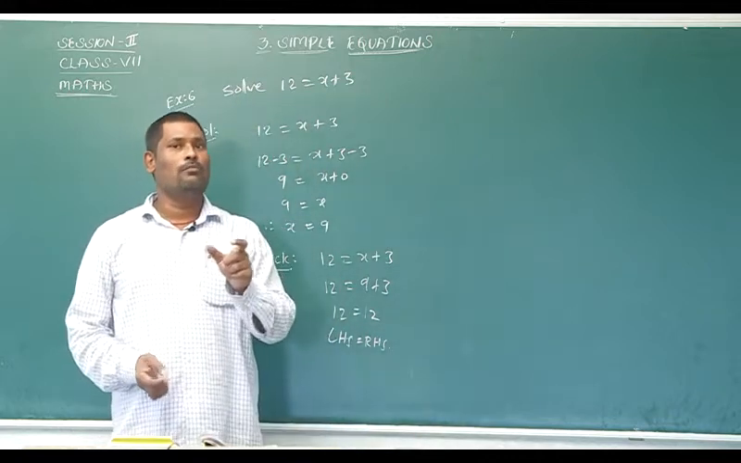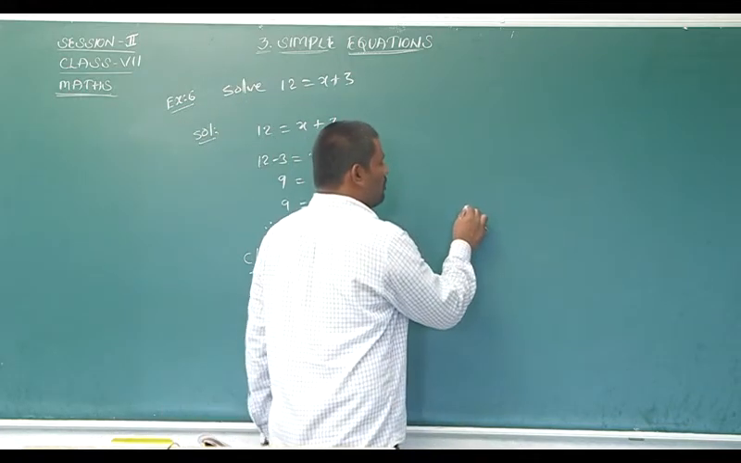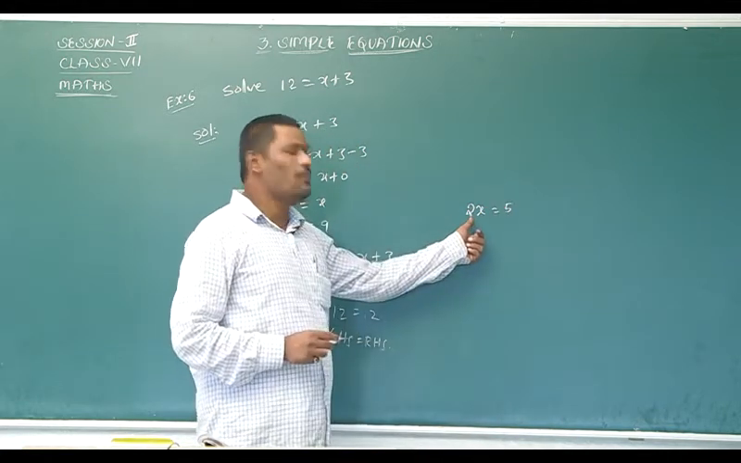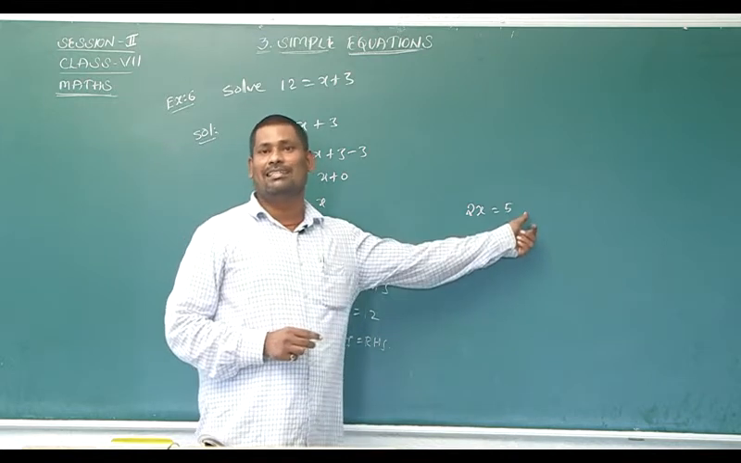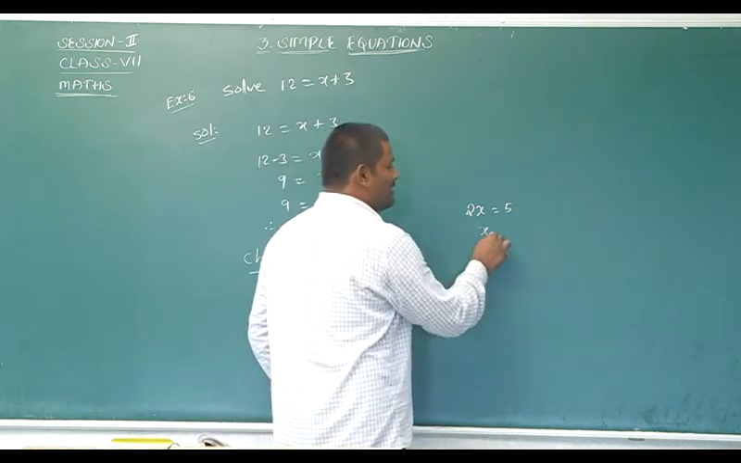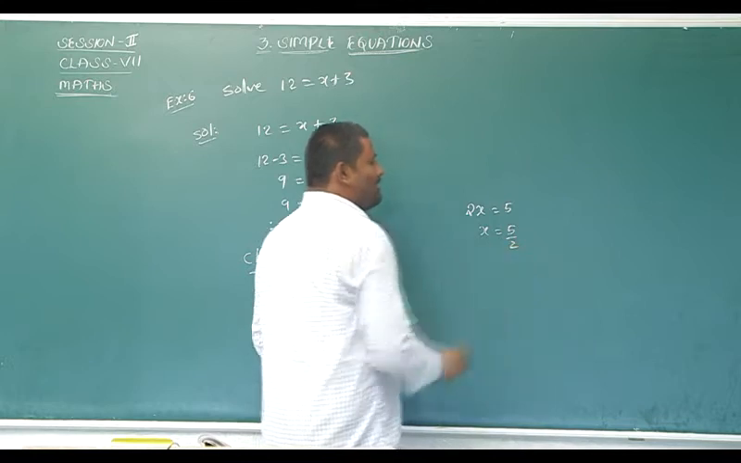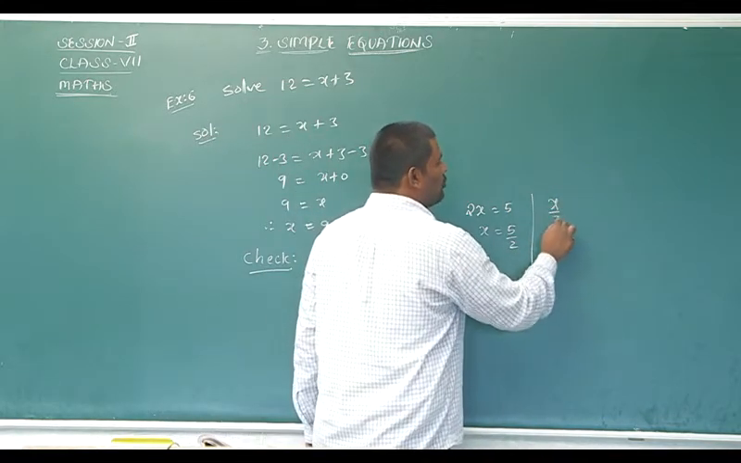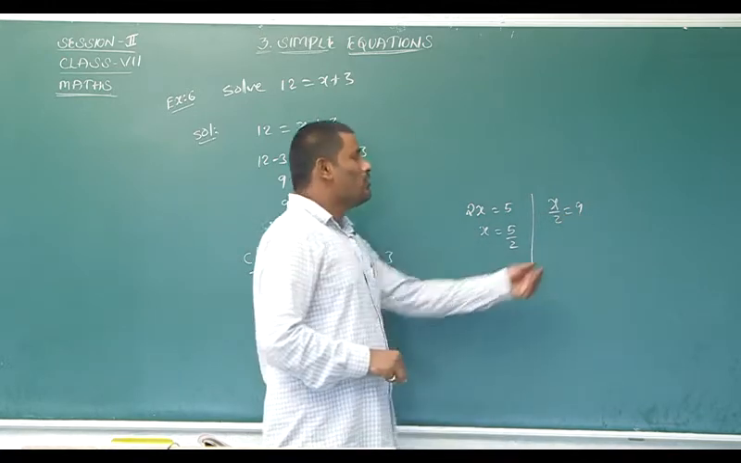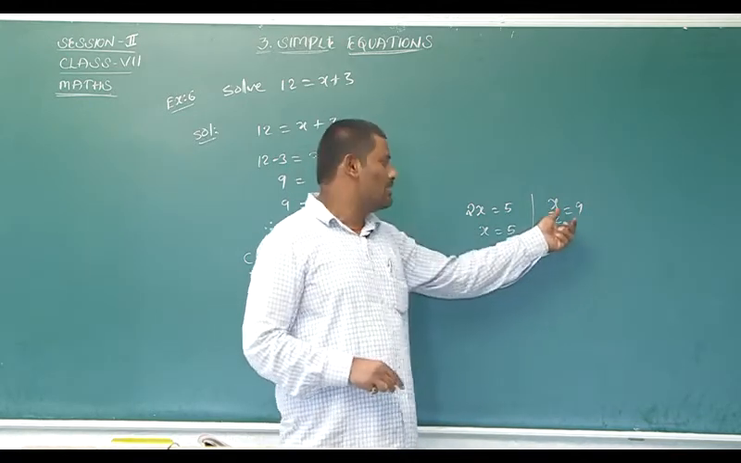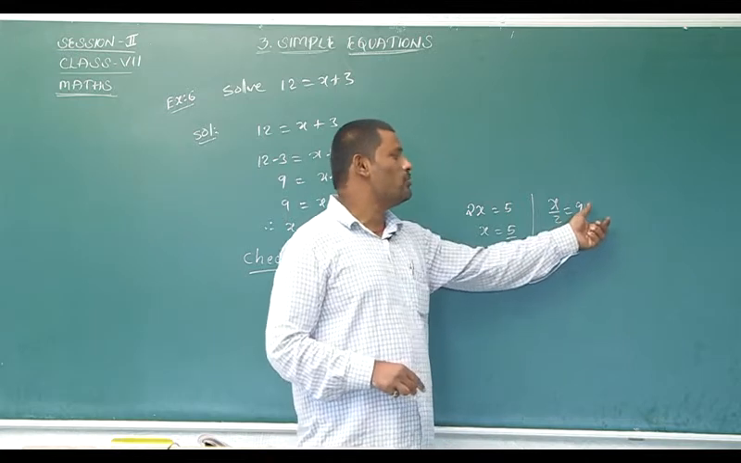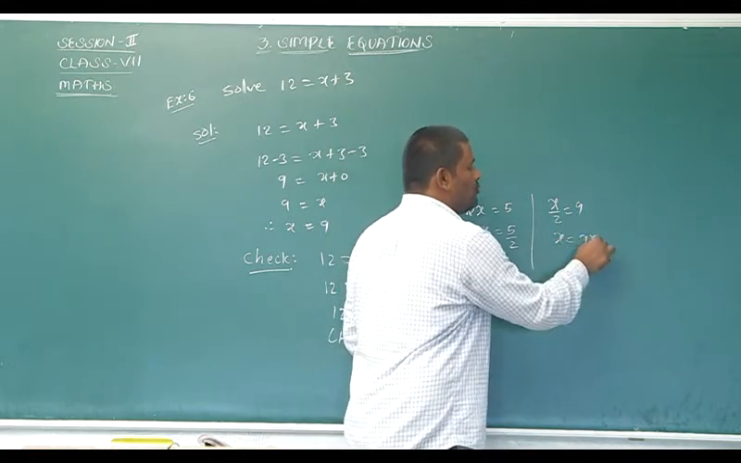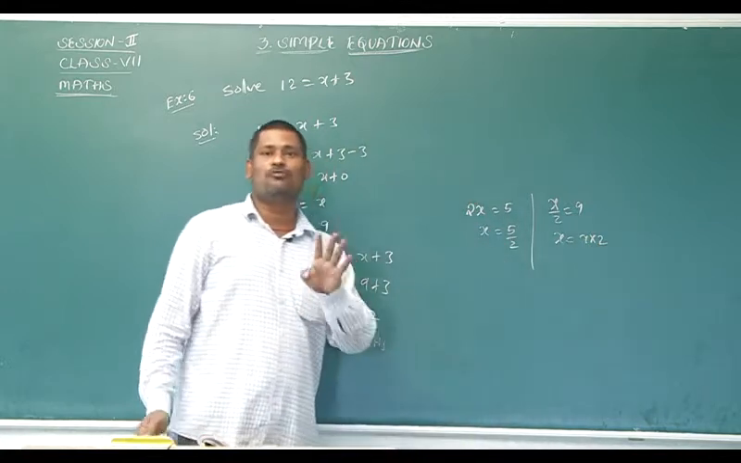And a multiplying number, suppose 2 into x equal to 5, 2 is a multiplying quantity. If I take it to that side, it divides, so x is equal to 5 by 2. For a dividing quantity, suppose x by 2 equal to 9, here 2 is dividing x. If I take this division quantity to the right hand side, it multiplies, so x is equal to 9 into 2. You remember these 4 conditions.